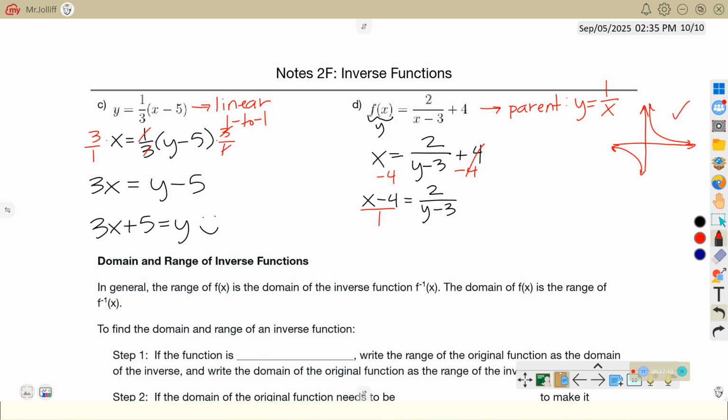I want to flip this guy upside down so that y is in the top. I have to flip that guy upside down too. It would be 1 over x minus 4 equals y minus 3 over 2. That is less scary to solve because the thing we're solving for is now in a numerator and not a denominator. That is not the only way to do it. If you did it a different way, that is okay.